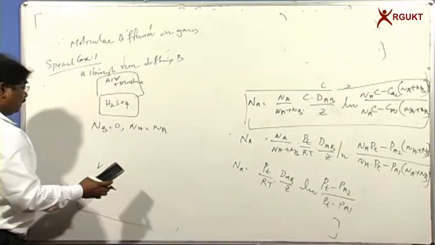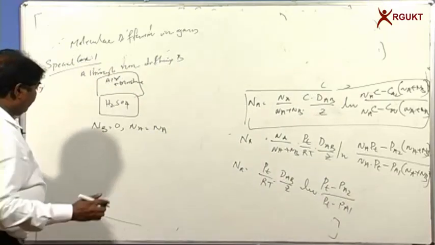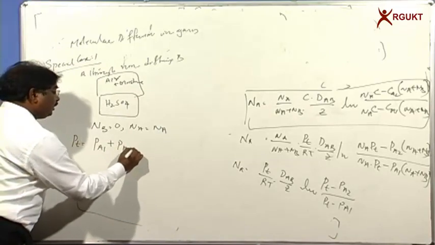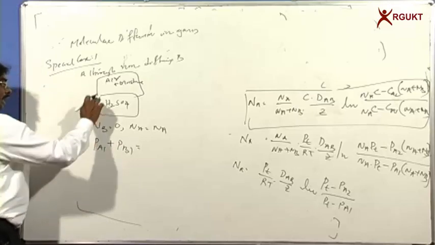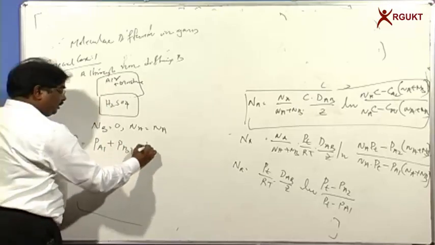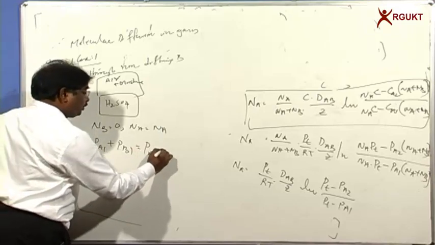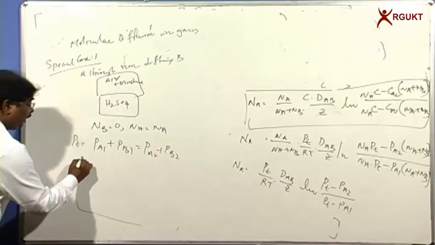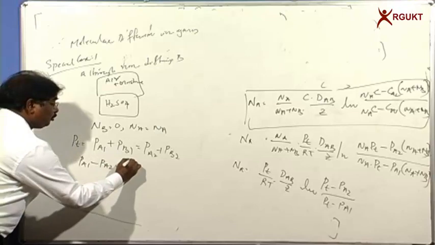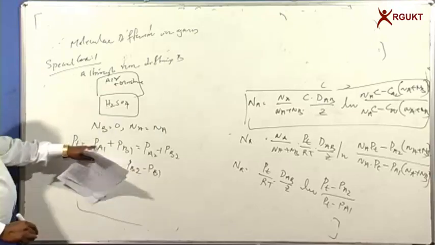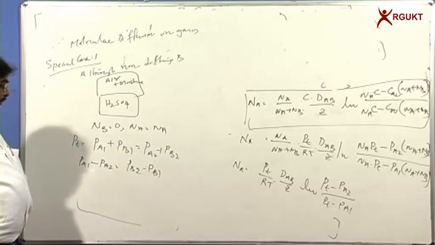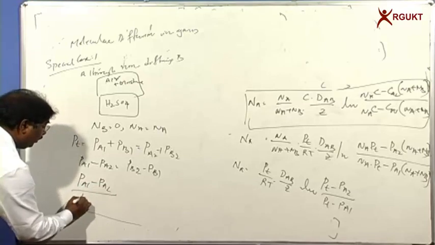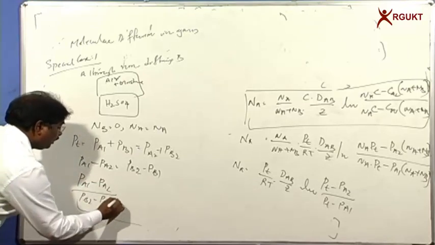As all of you know, the total pressure of the system is constant. That means Pt is equal to Pa1 plus Pb1, the sum of the partial pressures at location 1 is equal to the total pressure. Similarly, the sum of the partial pressures at location 2, Pa2 plus Pb2, is also equal to Pt. So one can write Pa1 minus Pa2 is equal to Pb2 minus Pb1, or Pa1 minus Pa2 divided by Pb2 minus Pb1 is equal to 1.